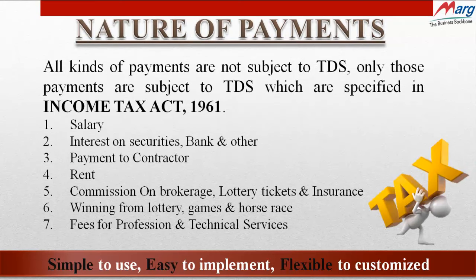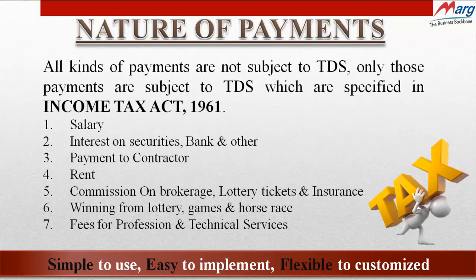However, not all types of payment or income are subject to TDS. TDS is deducted only on those payments which are specified under Income Tax 19. For example, salary payment, interest on securities, interest on bank, interest on others. It also applies to payments made to a contractor, rent payment, commission on brokerage, commission on lottery tickets and insurance. Apart from this, winnings from lottery, meaning payments made to a lottery winner or winner of any game or horse race. TDS is also deducted on fees paid for professional and technical services.